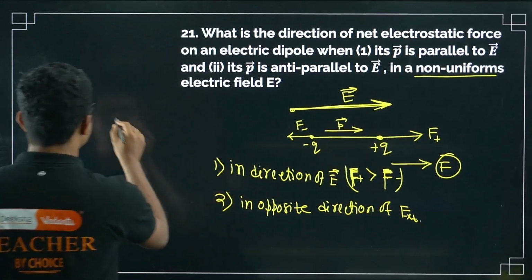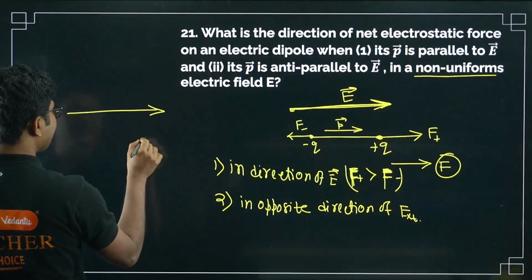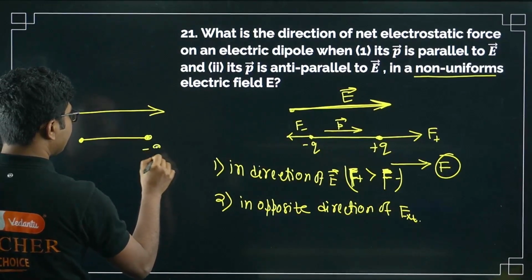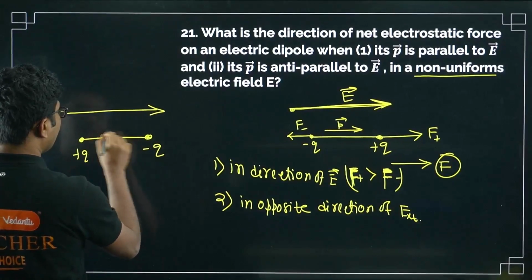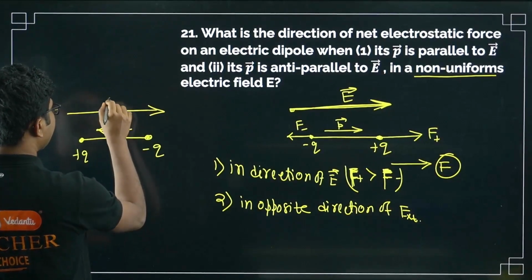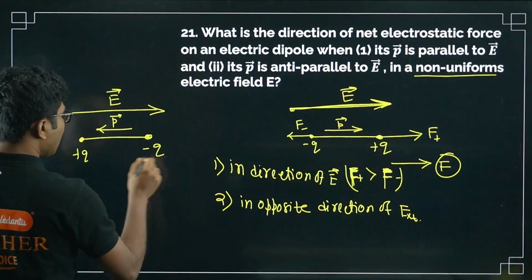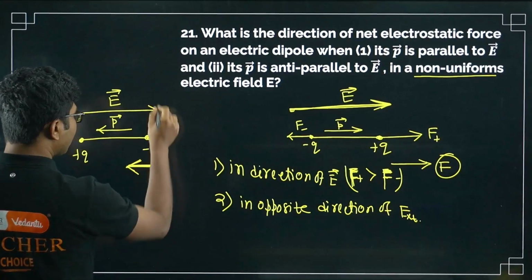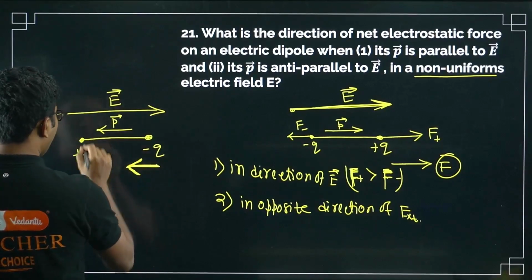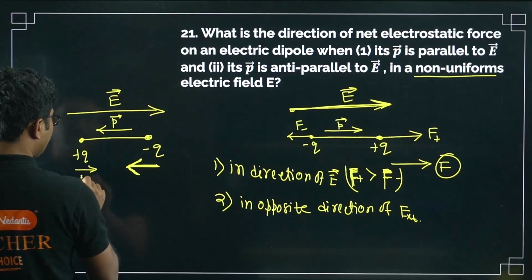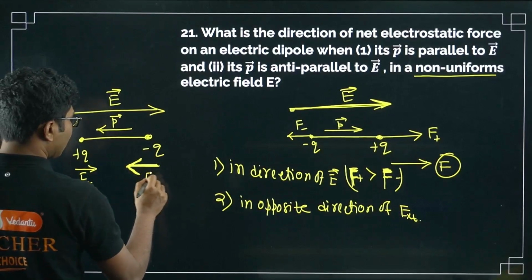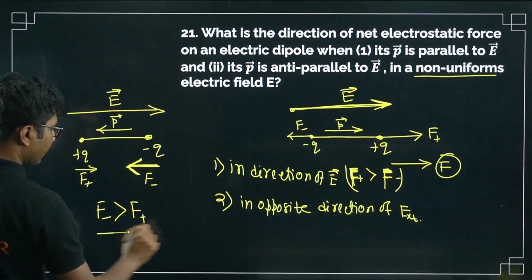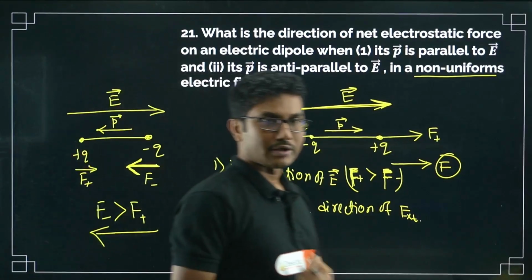In the opposite case, the electric field is in this direction and the negative charge is in this direction, positive is here, the dipole moment is in this direction. The electric field and dipole moment are in opposite directions. So in this case, the force on the negative charge will be in this direction and it will be more because it is experiencing more electric field, whereas the positive charge will experience less force in the direction of the electric field. So F minus is greater than F plus, and the resultant force will be in the direction opposite to that of the electric field.